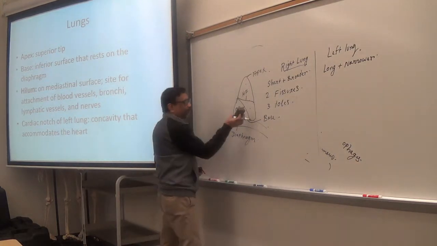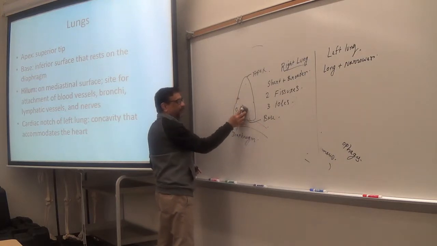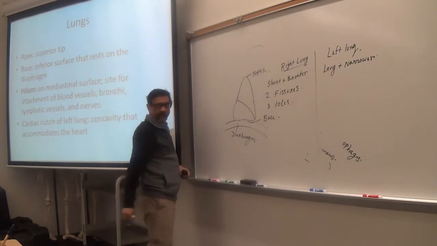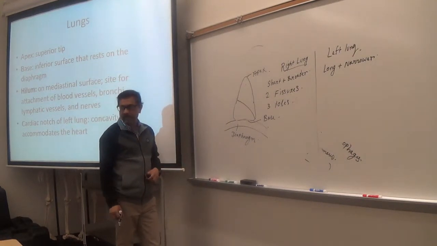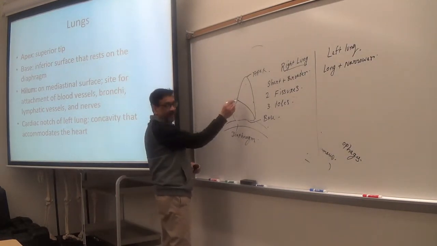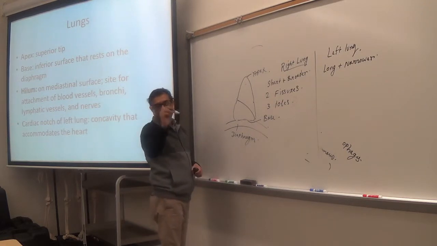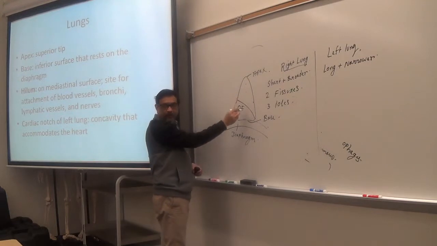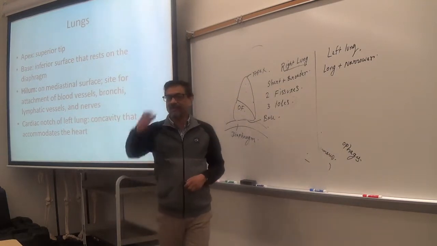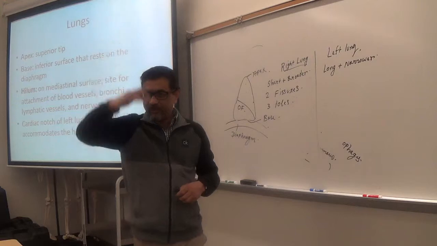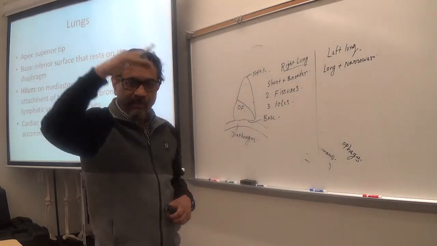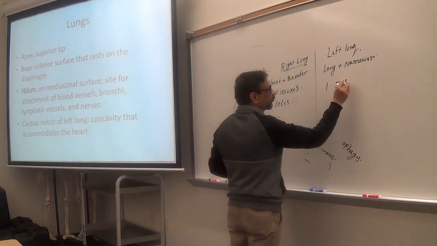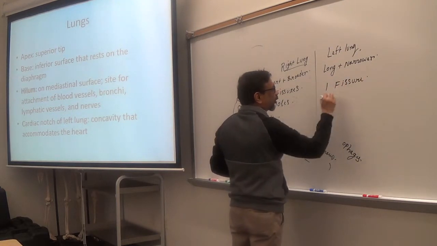The left lung has only one fissure, oblique, no transverse or horizontal. So how many fissures does the left lung have? 1 oblique fissure. So how many lobes? 2, superior and inferior. Make sense? If you cut only once, then you get 2 pieces, right? Superior, inferior. So 1 fissure, 2 lobes.